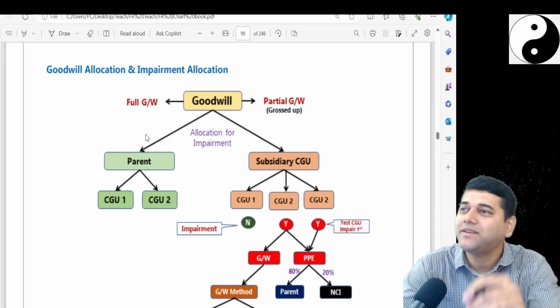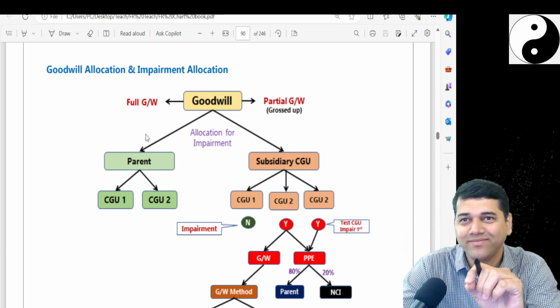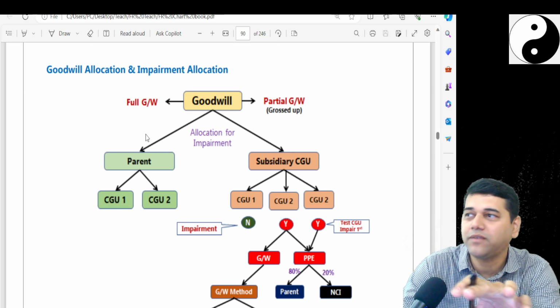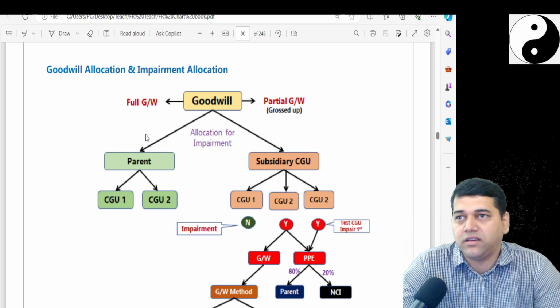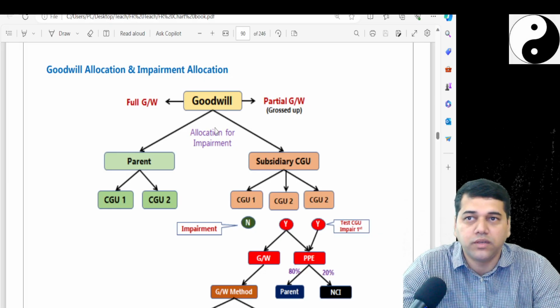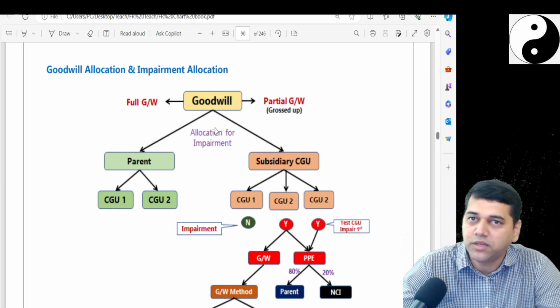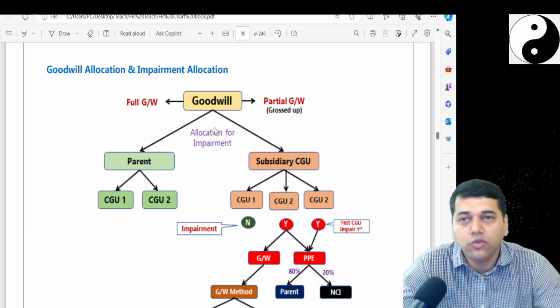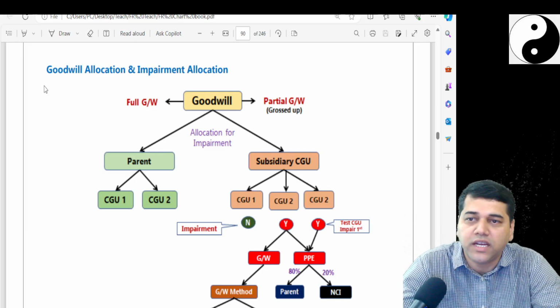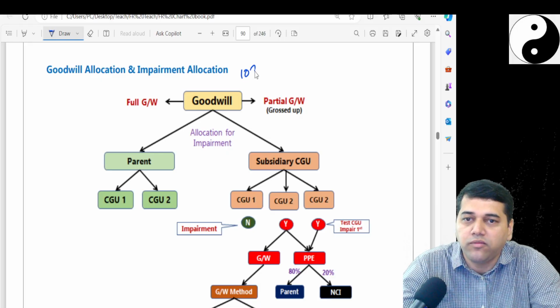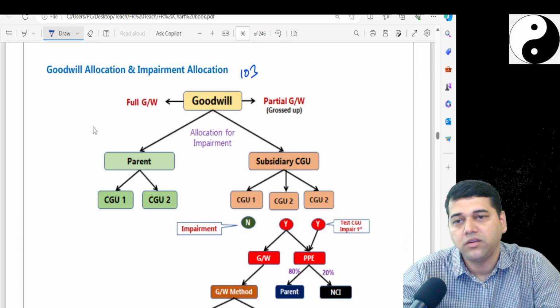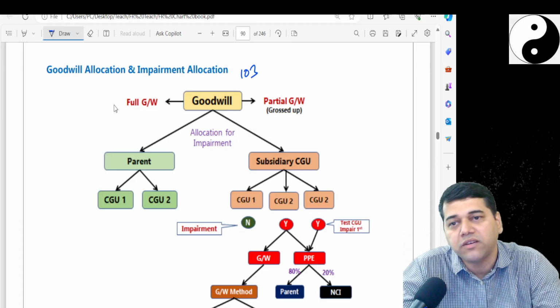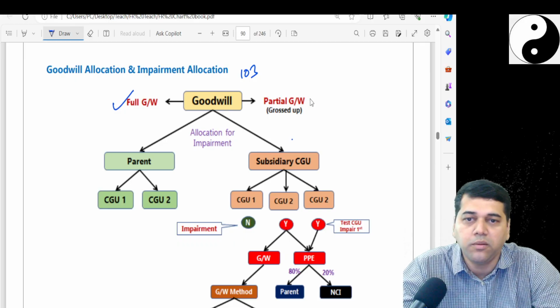Confusion was not there, but a bit of confusion was there, correct? Now I have prepared this chart, understand this. See, the first thing starts with the calculation of the goodwill. If they give it to you in the problem, well and good. If they don't give you, you have to calculate, and we know that the calculation is going to come from Ind AS 103. It has nothing to do with 36. Now it can happen that goodwill might have come from the full goodwill method or partial goodwill method.